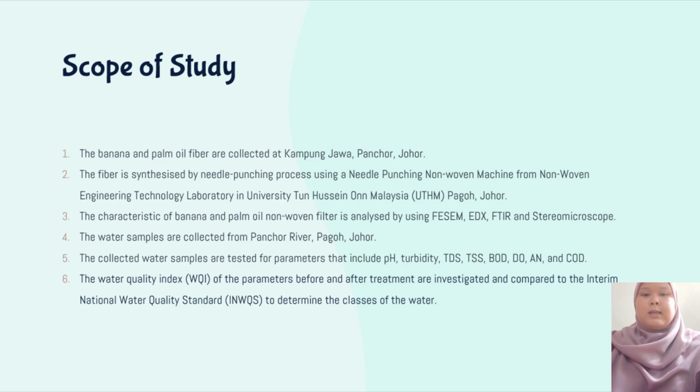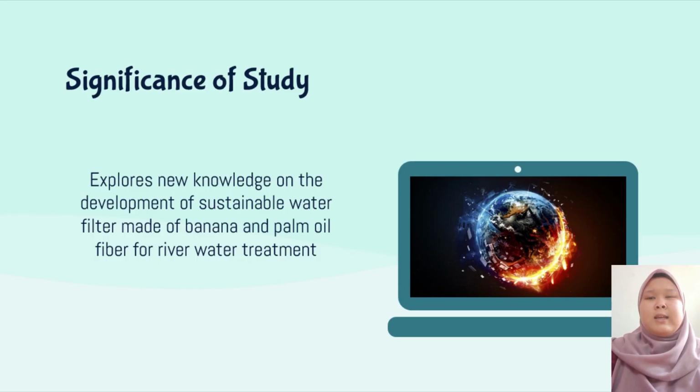Water quality index of the parameters before and after treatment are investigated and compared to the Interim National Water Quality Standard INWQS to determine the classes of the water. The significance of this study is to explore new knowledge on the development of sustainable water filter made of banana and palm oil fiber for the river water treatment.